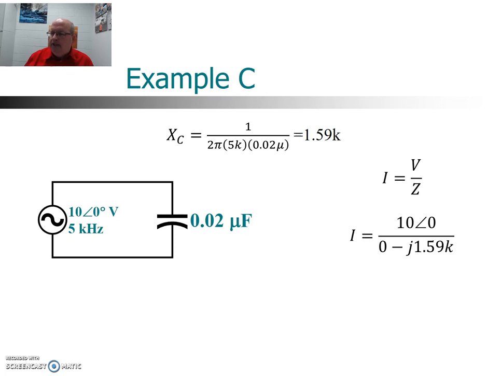I is equal to V over Z. So it's 10 angle 0 divided by 0 minus J, 1.59K. Remember, this is capacitive reactance. We have to put a minus J in front of it. And if you do that calculation, you will get a current of 6.29 milliamps, an angle of 90 degrees. 90 degrees again indicates the difference in time between the voltage waveform and the current waveform. In this case, it will be 1/4 of a cycle, 90 over 360.